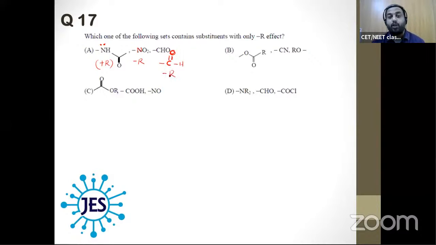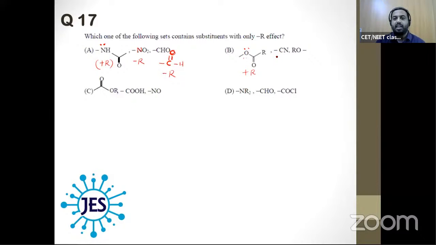But in the question you have to identify the set in which all groups are minus R. Here only two groups are minus R. Therefore, not possible. Option B. Again, you have a lone pair on oxygen, making this plus R.